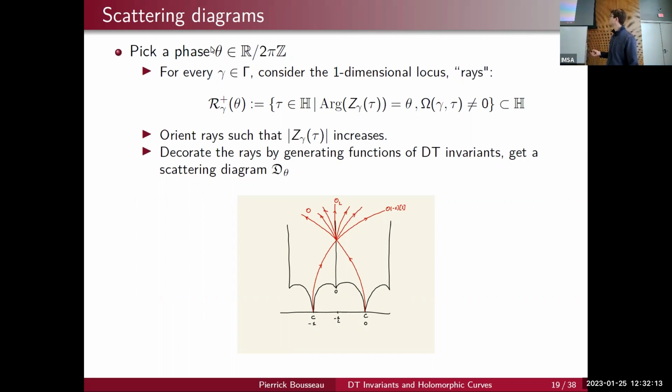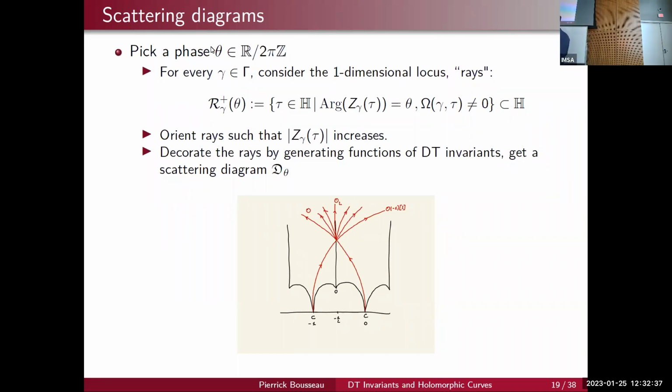And the claim is that, so you will have this picture. For every theta, you get a picture, the fixed theta. Then you draw all these loci for all possible classes gamma. And the claim is that if you decorate these rays by essentially the generating series of DT invariants, you get a so-called scattering diagram D of theta.